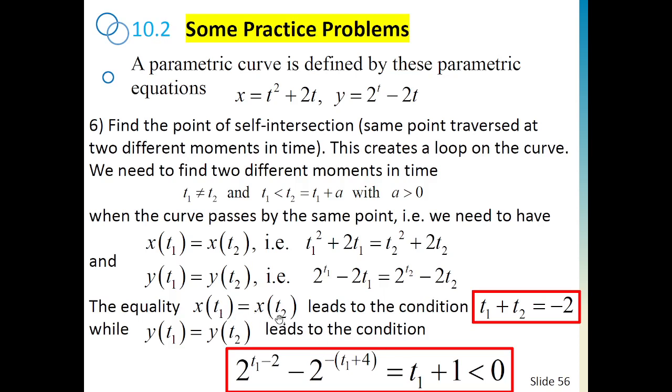So from this first equation, after some work, we get a relationship between t1 and t2. So t1 plus t2 is equal to -2. Okay, so that gives us something. It locates things a little bit. And then from the expression y(t1) equal to y(t2), after some work and using this condition here, we get another condition. So we need to find now t1 using this expression. So we need to solve for t1, which is not obvious at all.